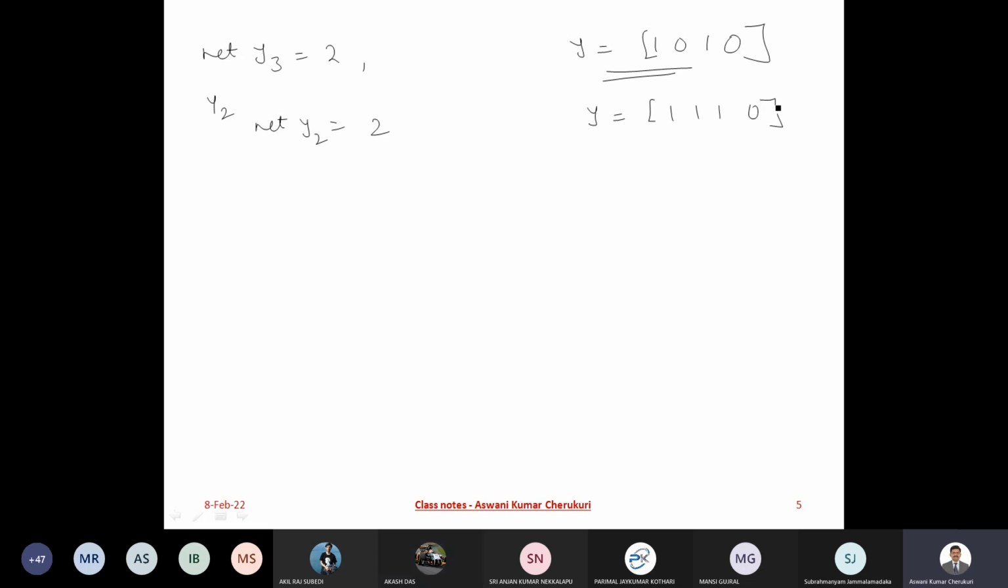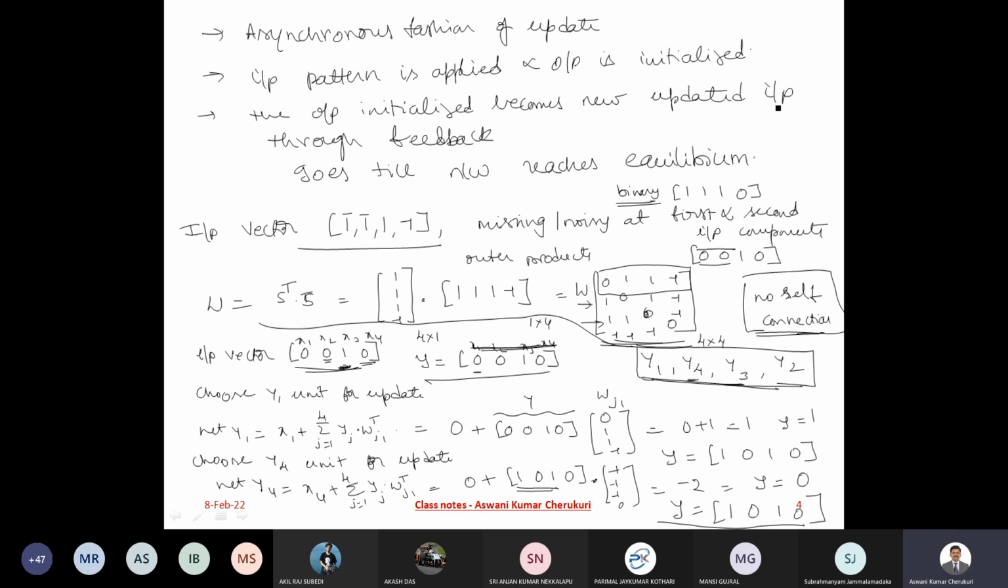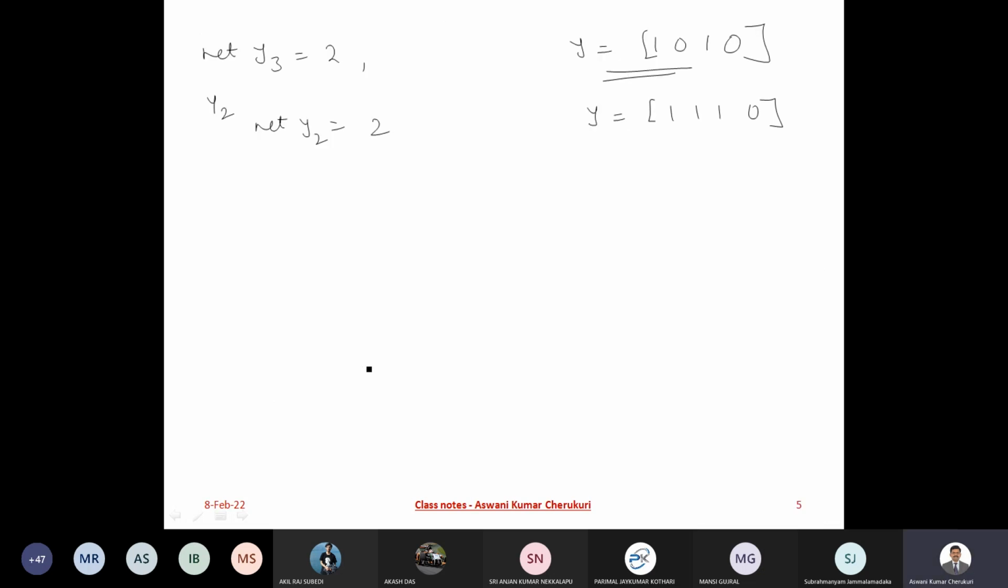Right? So what is the input we have given? Our input was meant to retrieve the binary pattern, which is 1 1 1 0. We gave a distorted input, that is 0 0 1 0. We got 1 1 1 0 as the output, at the fourth iteration or the fourth step.